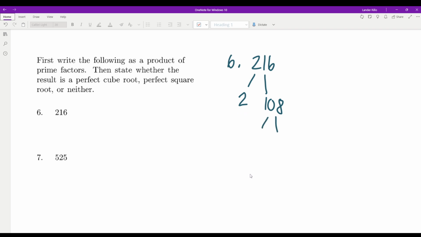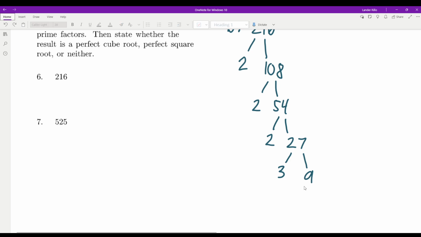108 is also an even number, so we can divide that by 2 again. 54. I should write the 2 here instead. 54. This is not prime, so we can keep going. 54 is an even number, divided by 2 again. That is 27. This isn't even, but I know that we can divide it by 3 and 9. This is prime, so we can stop there. And 9 is just 3 times 3.